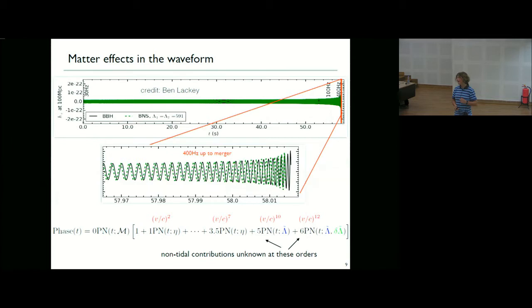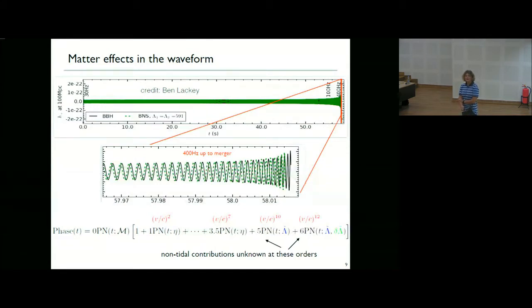Okay, but the third consequence is that, of course, at these high frequencies, the post-Newtonian approximation is no longer very good. So if we want to have a good model for tidal effects, we also have to make sure we understand the point particle dynamics at these high orders. But as we said, the post-Newtonian calculations are very difficult and not yet available to calculate these terms.